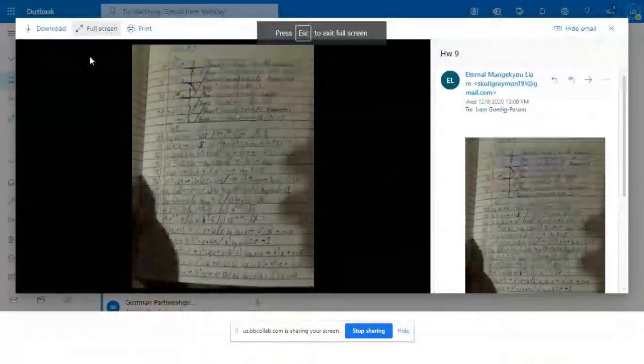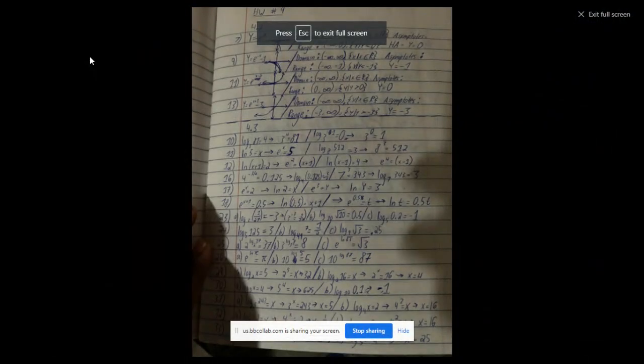All right, so this is homework 9. I'll be going over number 10 and number 29 from 4.3. From the way it looks, what the homework was asking us for was to convert the logarithmic form into exponential form.